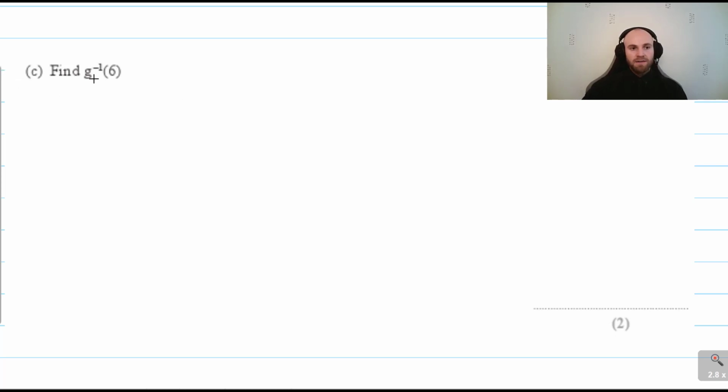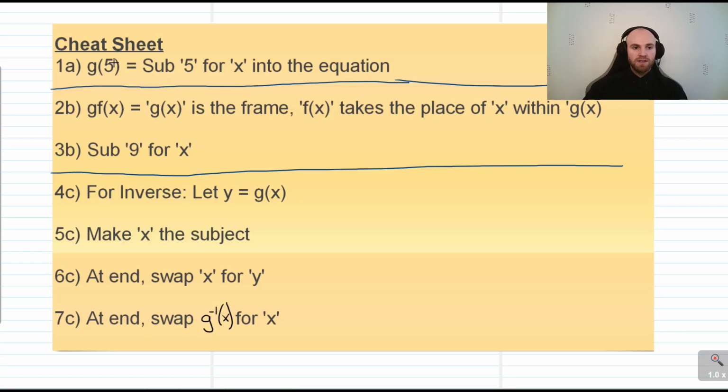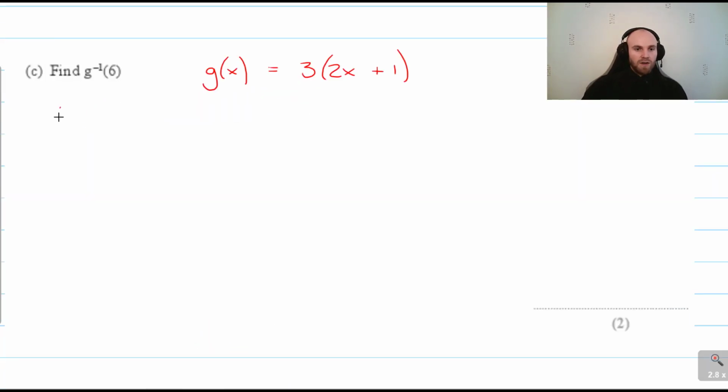And then part C, find the inverse of g with 6 instead of x. So let's go. This is quite complicated now. So for the inverse, we're going to let y equal g of x. We're going to make x the subject. And at the end, we're going to swap x for y. And at the end, we're going to swap the inverse of g of x for x. That might sound awful. It probably does.